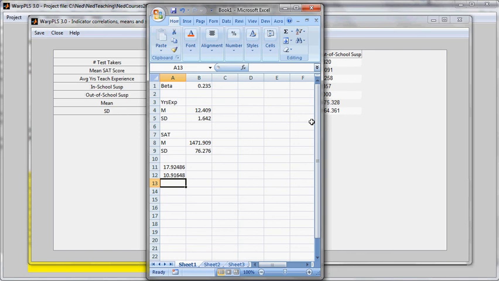So I can actually tell my client organization here that is interested in this study exactly what those standardized numbers mean by doing these simple calculations on a spreadsheet.